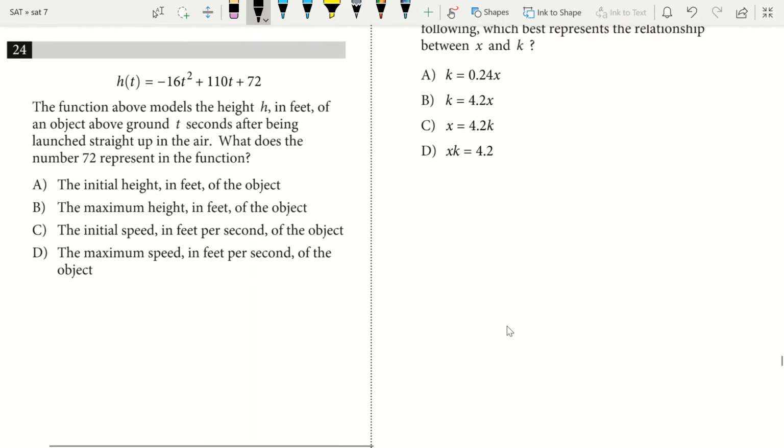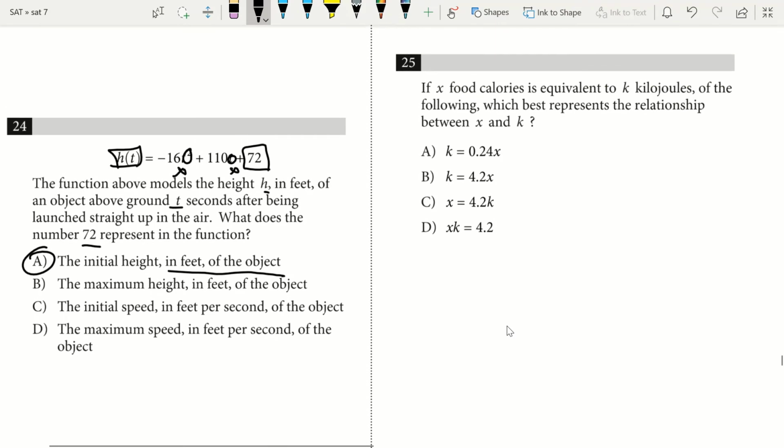Question 24, the function above models the height in feet of an object above ground t seconds after being launched straight up in the air. What does the number 72 represent in the function? I see there's no x by that, so that's going to be my y-intercept, right? So if t was 0, it's yet to launch, it's at a height of 72 still, because h is my height. So I know that that's going to be my initial height before it launches or is dropped or whatever. So my initial height is going to be A, which will be the value of 72.